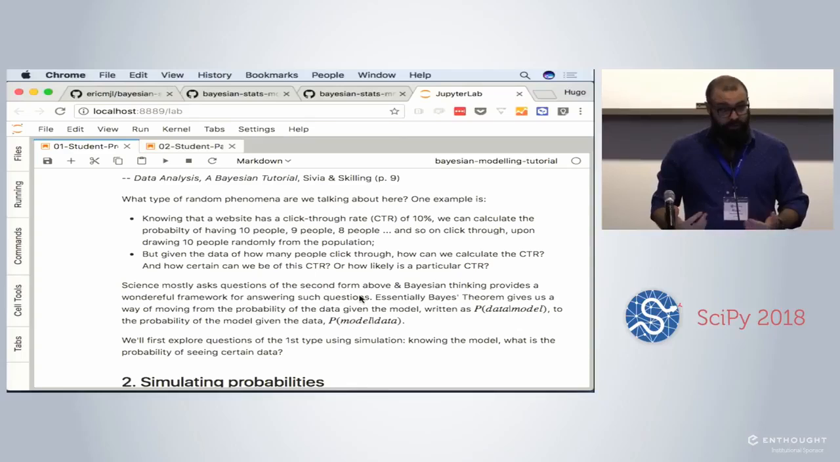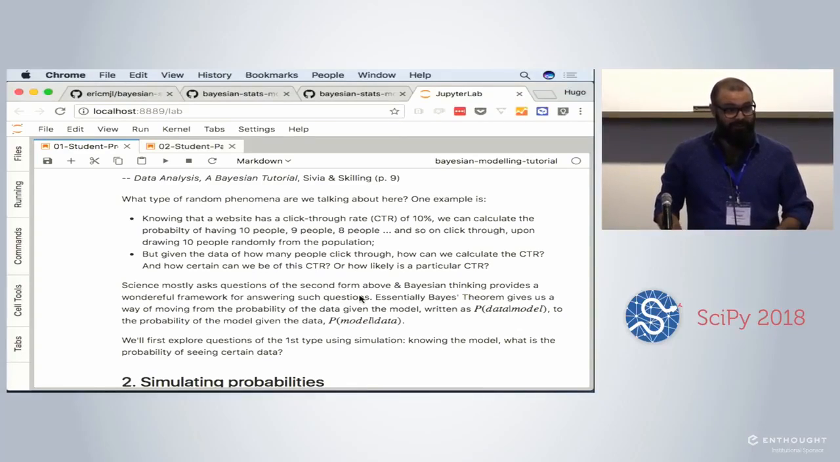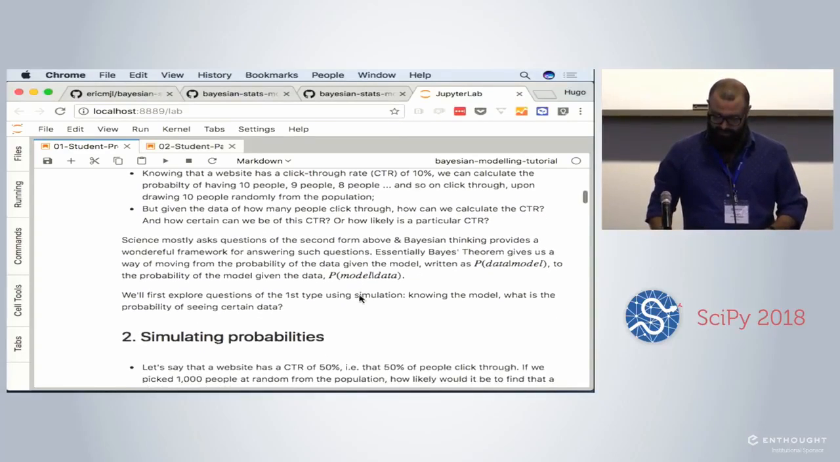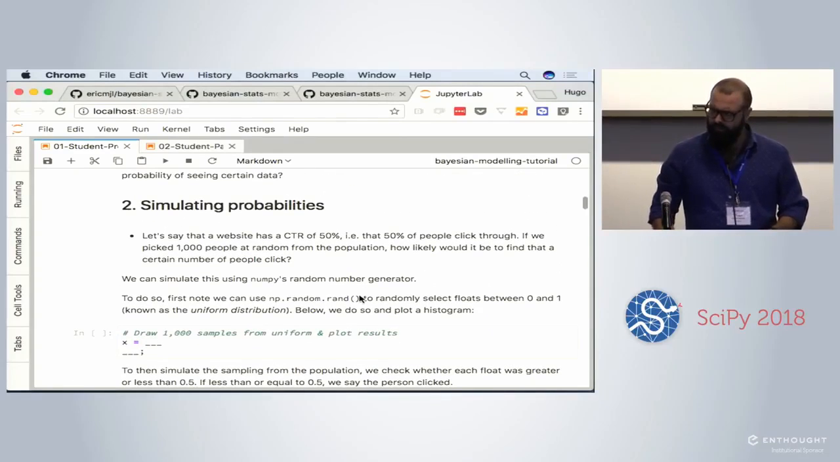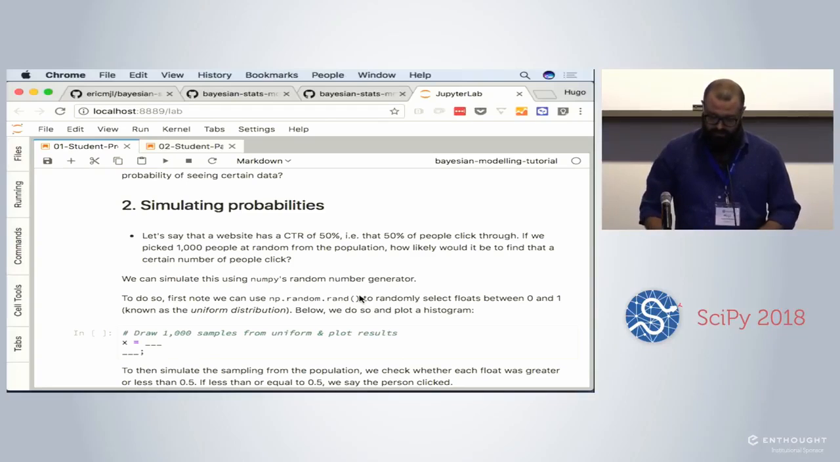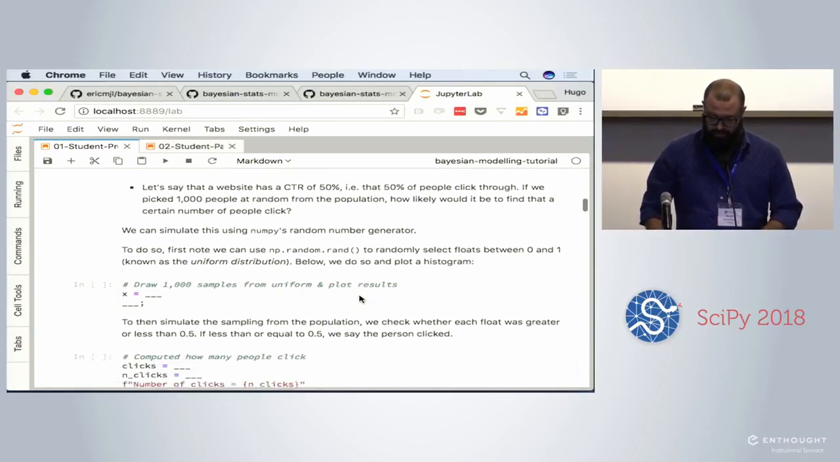Without further ado, we're going to jump in and start using NumPy's random number generator to simulate some stuff, okay? So firstly, let's say that a website has a click-through rate of 50%. That means 50% of people click through. So what we're going to do is simulate picking 1,000 people at random from the population and see how likely it is that a certain number of people click, okay?